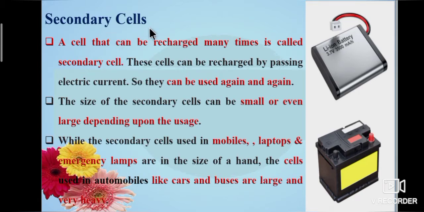Second one, secondary cells. A cell that can be recharged many times is called a secondary cell. These cells can be recharged by passing electric current, so they can be used again and again. The size of the secondary cells can be small or even large depending upon the usage. The secondary cells used in mobiles, laptops and emergency lamps are the size of a hand. The cells used in automobiles like cars and buses are large and very heavy.